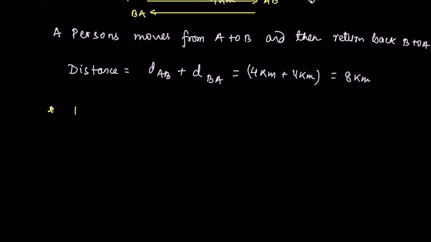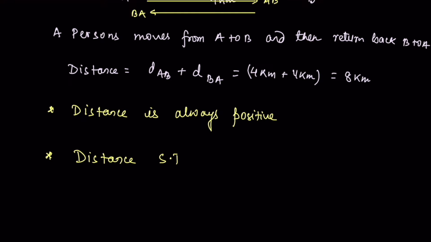Third, distance is always positive because distance doesn't depend upon direction. Whenever we cover any path, it will always be added. So that's why distance is always positive. You can just check the previous example where distance is coming positive. Next, the SI unit of distance is meter.